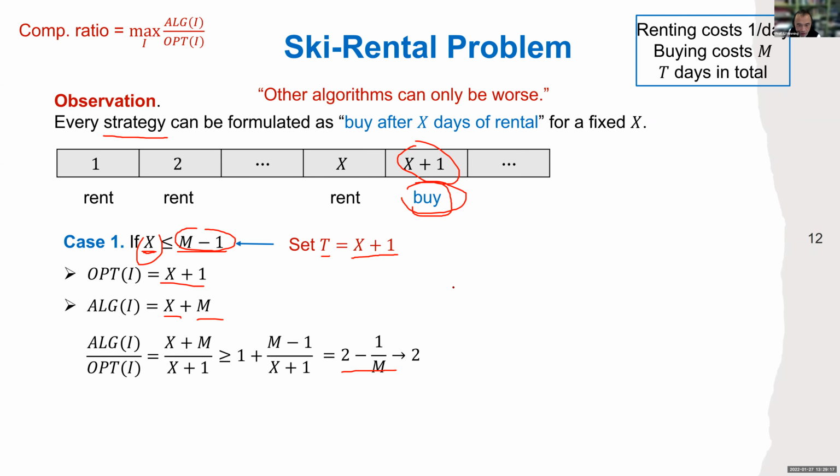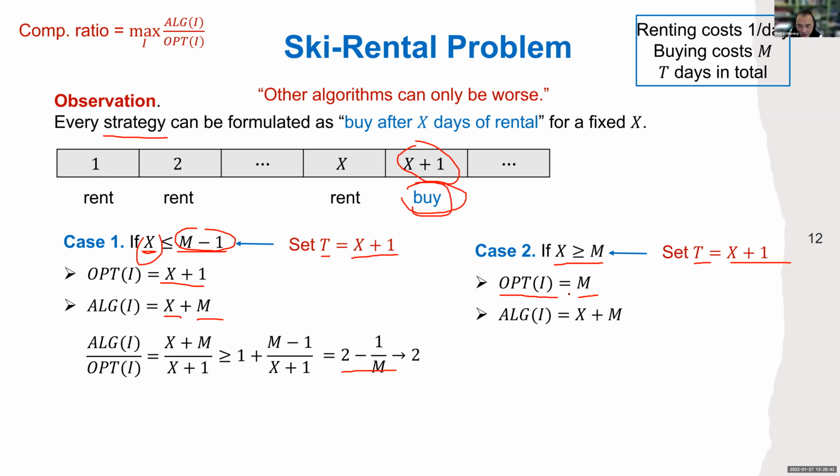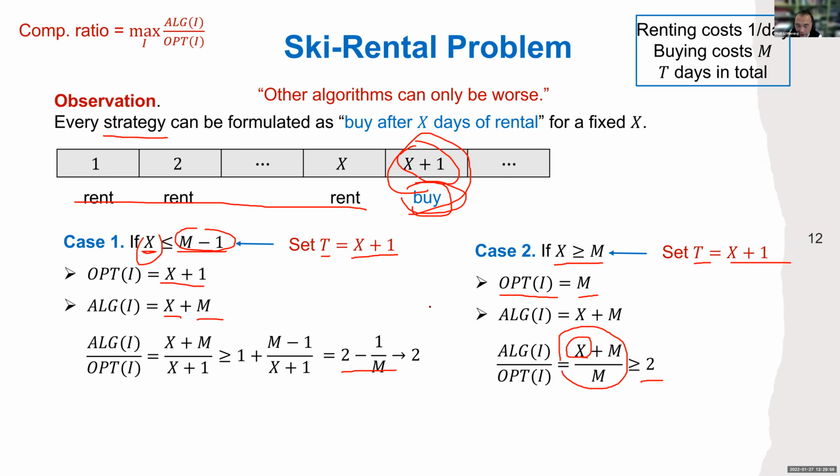How about case 2? Case 2 is x larger than or equal to m. Now this category includes our solution, right? So when x is larger than or equal to m, again, I set t to be x plus 1, which means I just stop the season after you buy. In this case, the optimal solution is m, since it just buys once. And the algorithm's cost is x plus m, because you rented for x days and then you buy on this day. So the ratio is x plus m over m, and because x is at least m, this value is at least 2, right?